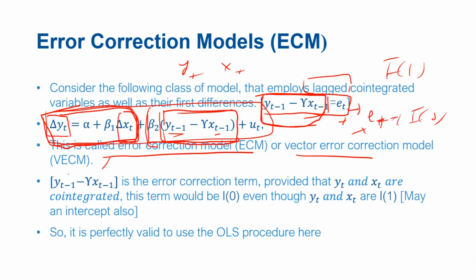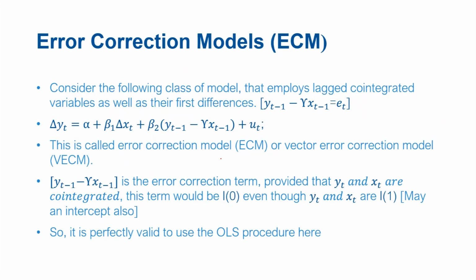In this model, as we discussed, this yt minus 1 minus gamma times xt minus 1 is the error correction term et, which captures the deviations from the long-term relationship. So this term gives you the deviations from long-term relationship, and this is supposed to be I0 because of the co-integration, even though yt and xt are I1 or maybe higher also. Also for modeling perspective, you can also have a constant term like alpha here. In this relationship also, you can have some kind of constant if required.